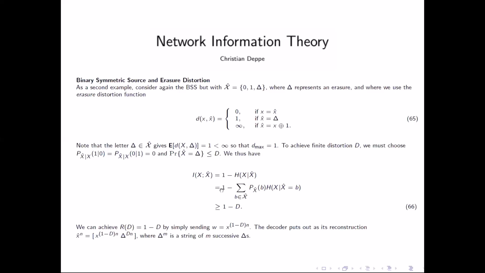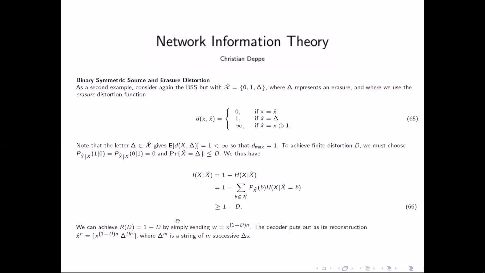So it remains here 1 minus the probability concerning x hat of delta. But this probability, we know it's less than or equal to d, so we can even choose it equal to d. And so we get this: the mutual information is greater than or equal to 1 minus d. So that's the best rate we can get. And we also can achieve this rate.